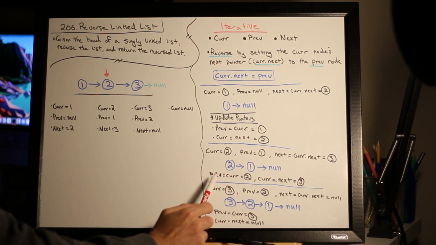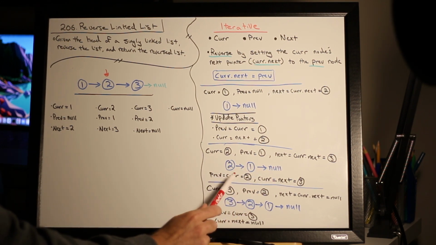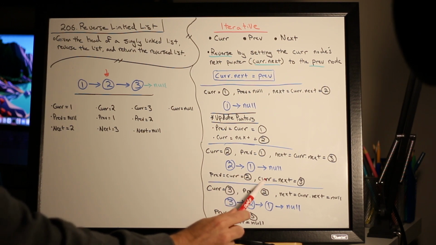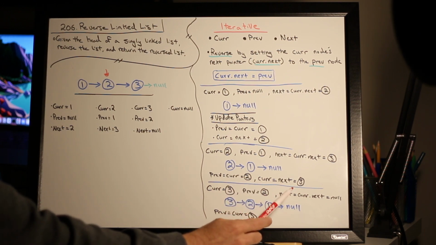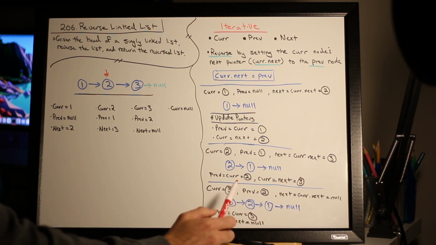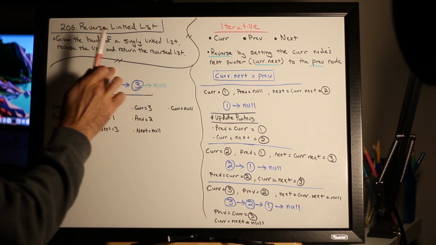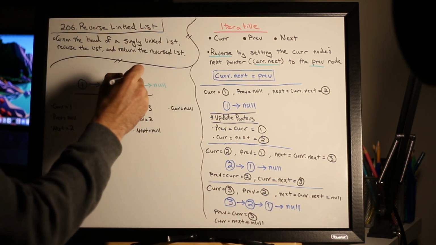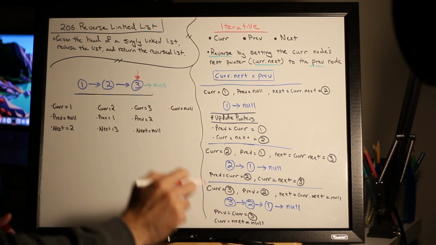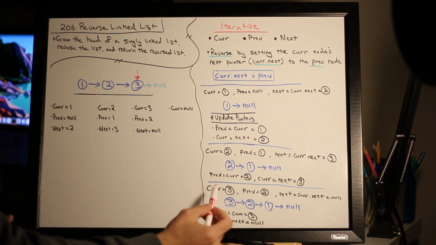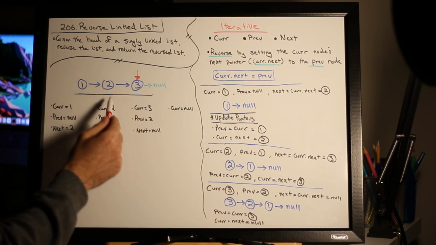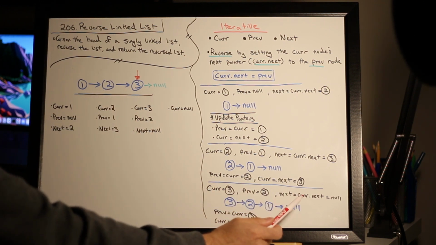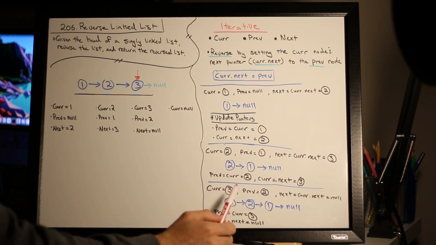We update our pointers. Previous is equal to current, which is equal to 2. And then current is equal to next, which is equal to 3. Now we're set up to go to the final node. Sorry for the messiness, but our current pointer is now 3. The previous node in the sequence is 2, and the next pointer is current.next, which is equal to null.